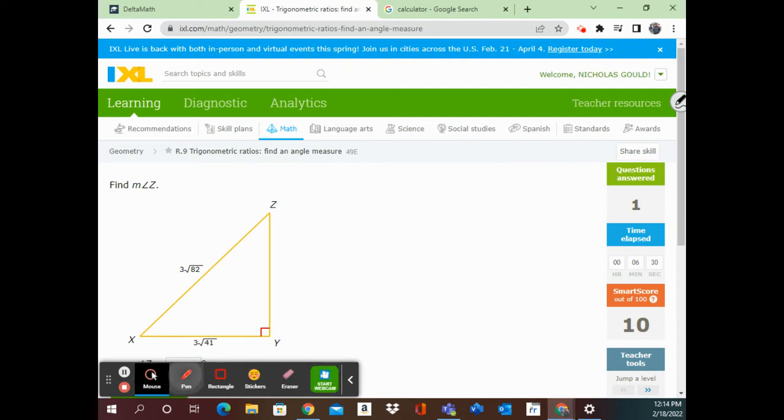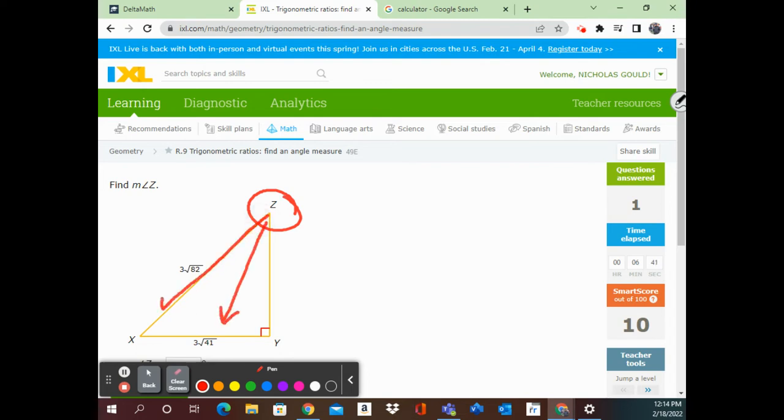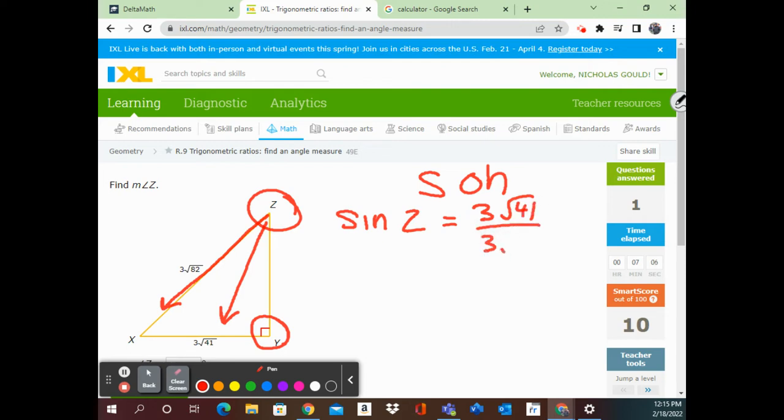All right, so now for this next question, we want to find the measurement of angle Z. Again, we look at Z, we have information opposite and information on our hypotenuse. How do I know it's the hypotenuse? Our hypotenuse is always opposite our 90-degree angle. So we have opposite and hypotenuse, so again we're dealing with sine. So we have sine Z is equal to 3 square root 41 divided by 3 square root 82.